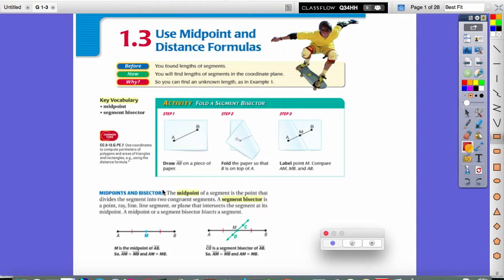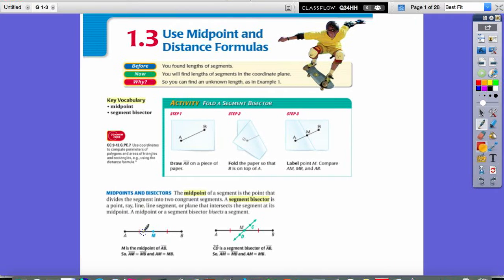The midpoint of a segment is the point that divides the segment into two congruent segments. A segment bisector is a point, ray, line, line segment, or plane that intersects the segment at its midpoint. A midpoint or a segment bisector bisects a segment. And you want to remember that bisect means cut it into two equal parts.